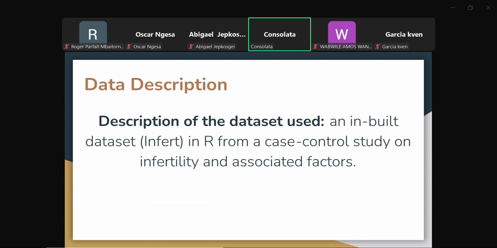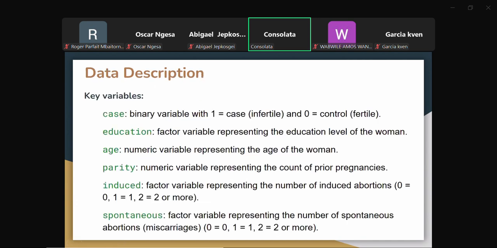This is a data set from a retrospective study that was conducted by CDC, that is the Centers for Disease Control in the US, to check on the factors predicting infertility in women. And these are the factors associated with infertility. And it was a case control study.